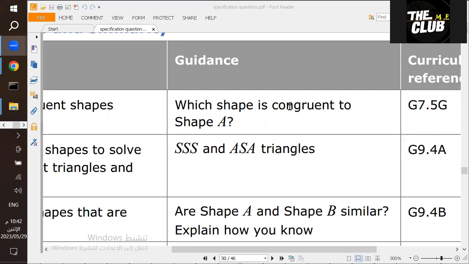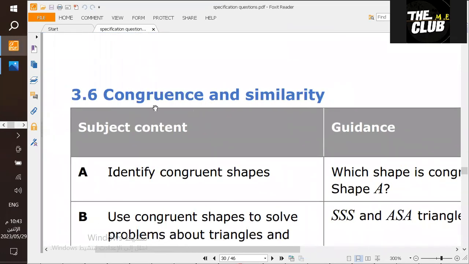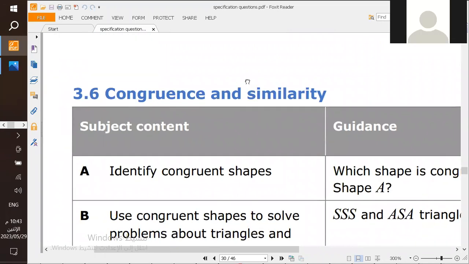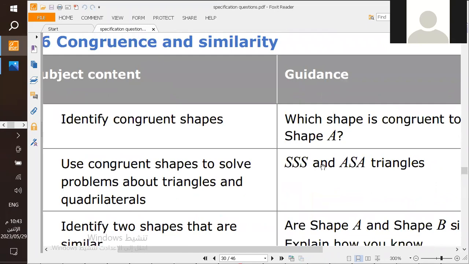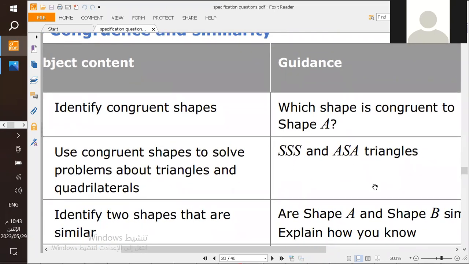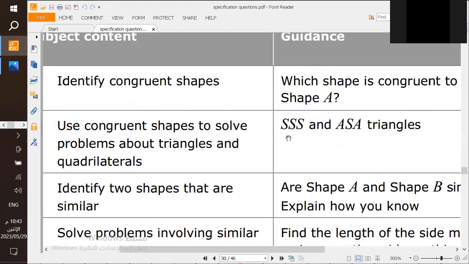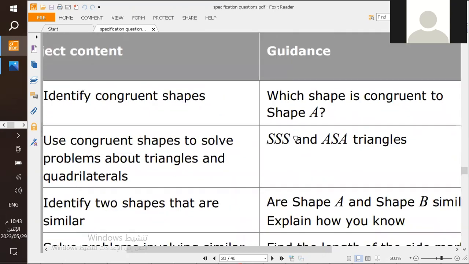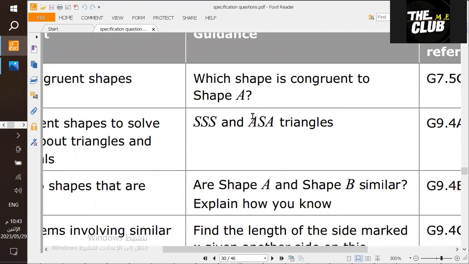Which shape is congruent? We'll talk about similar shapes later, which are similar and congruent shapes. I didn't understand SSS, ASS and ASA. SSS is the triangle where all sides are equal between two triangles, with no angles. I'll explain it with images. There's a question whose answer is this, about two triangles, where the triangle is equilateral. I'll show you something you'll understand.